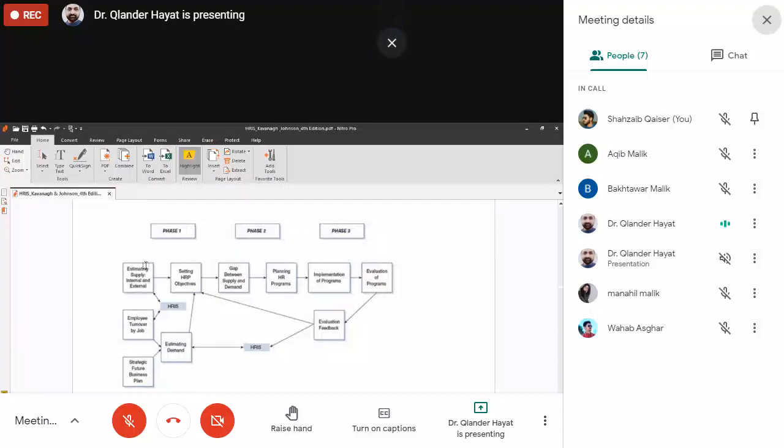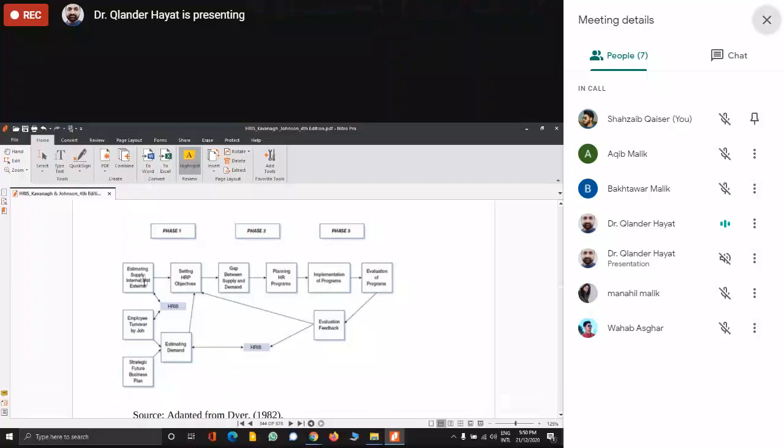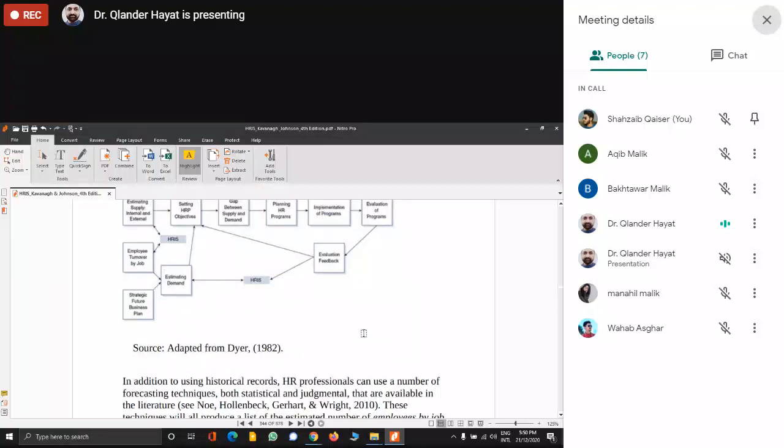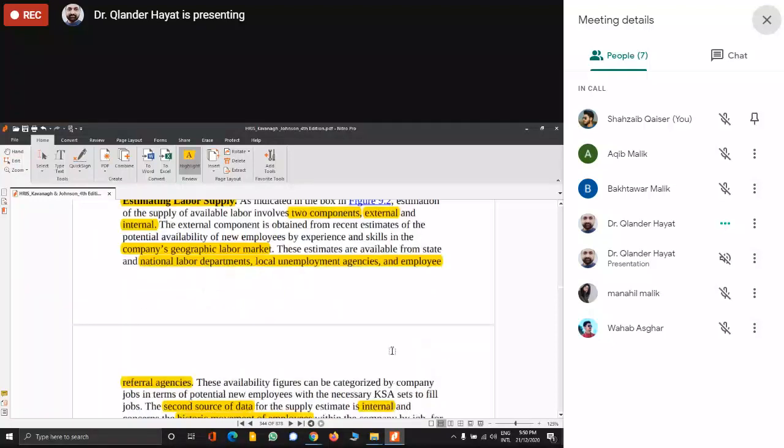For example, phase one has one, two, three, four, five processes. Basically, phase one has three processes. The first one is estimating supply, then estimating demand, and the third one is setting human resource planning objectives. And estimating demand has these two further processes, which are employee turnover and strategic future business plans. In this way, you have to learn the human resource planning process by learning this diagram, which is adapted from DIRE 1982.